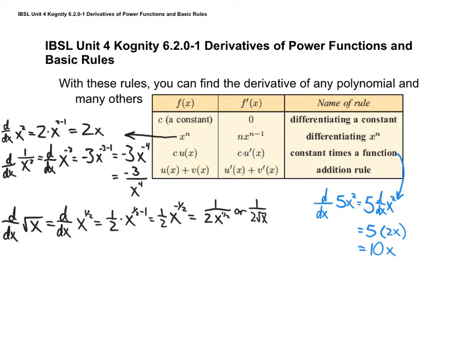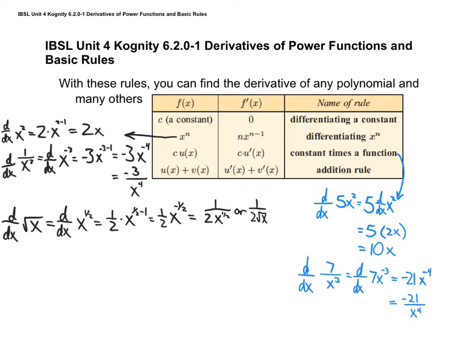Okay? So as you're working this out, you can jump right from here to the end by just saying, okay, well 2 times 5 is 10, and then 2 minus 1 is 1, so x is to the first. So it's 10x. Okay? If I had, for example, the derivative of 7 over x cubed. Well, that was that negative third power. The derivative of 7x to the negative third, I would multiply the 7 by the negative 3, so it's negative 21. X to the negative 3 minus 1 is negative 4. Okay, so that's negative 21 over x to the 4th.